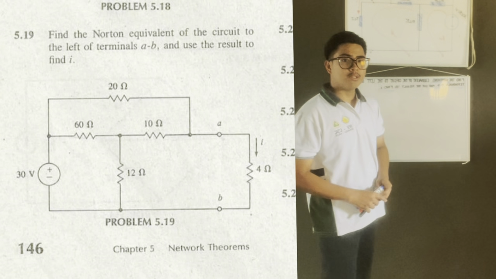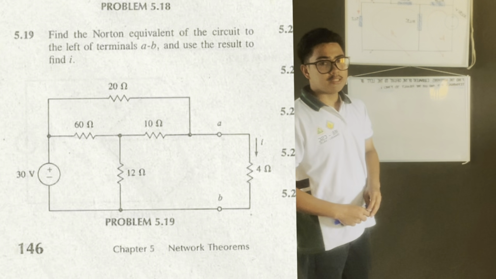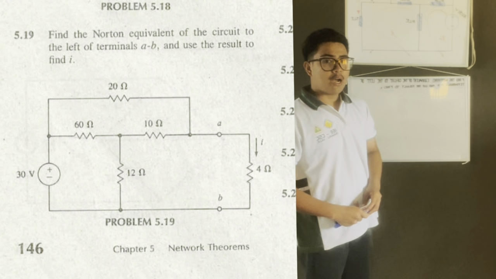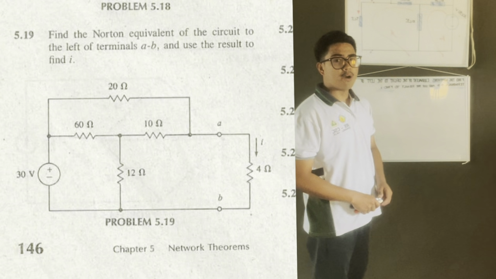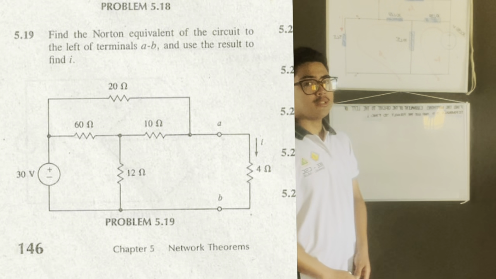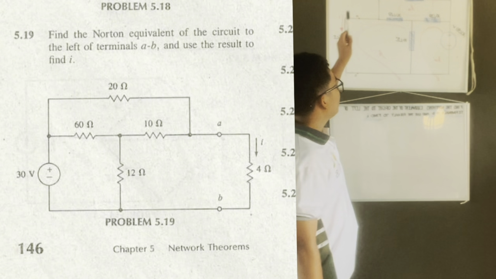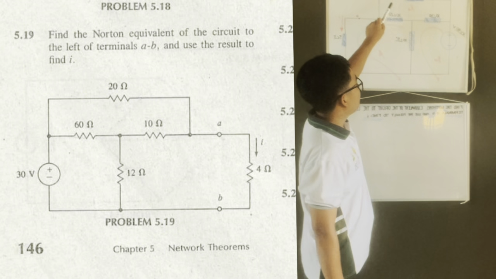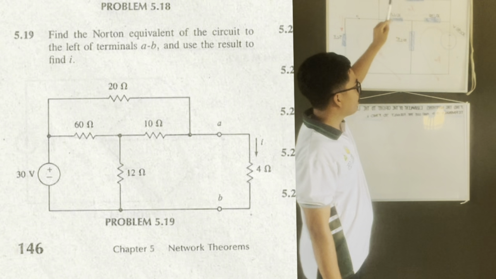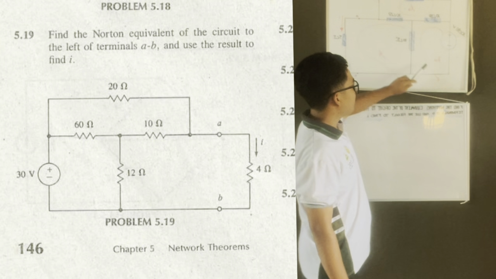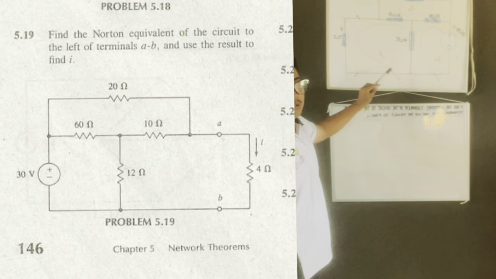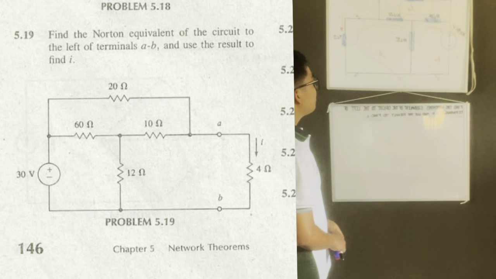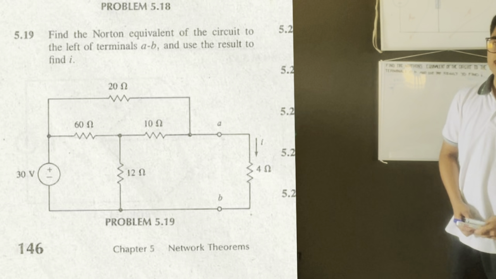First thing we do is to use loop analysis. In my case, I will use loop analysis, but you can also use the delta-to-wye equation. First thing to do is to make loops. I will consider this loop A, our source will be loop B, and this area will be loop C. So we will be getting a loop analysis.